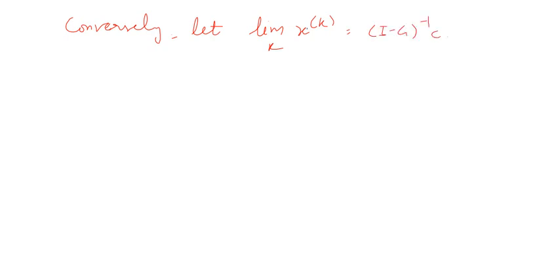So conversely, let the limit as k tends to infinity of x_k equal (I minus G) inverse c, converge. Okay, what do we wish to claim? Our claim is that the spectral radius of G is less than 1. So let, if not true, the spectral radius of G is greater than or equal to 1.